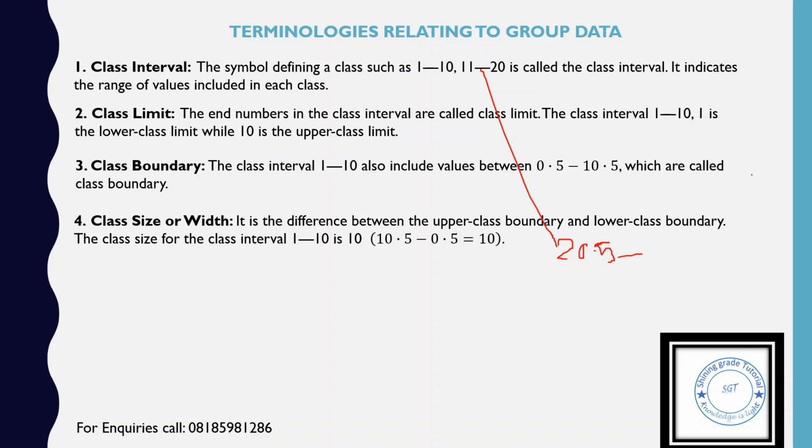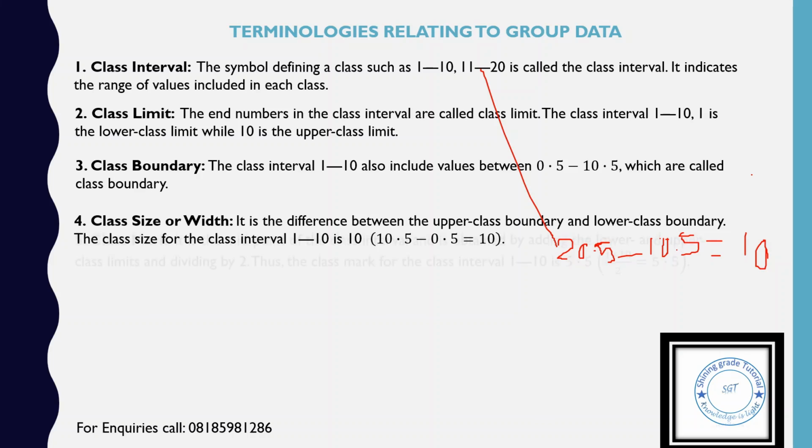So the upper class boundary minus the lower class boundary, subtracting 0.5 from that will be 10.5. So the difference there will be equal to 10. So the class size here in this class also is 10. So I think that is well understood.